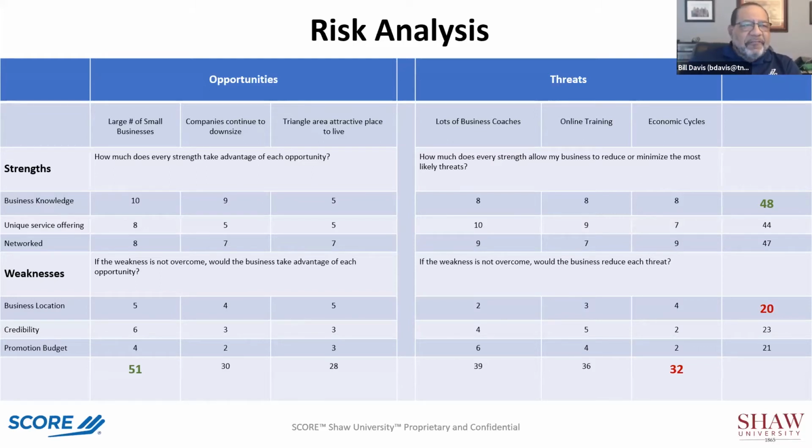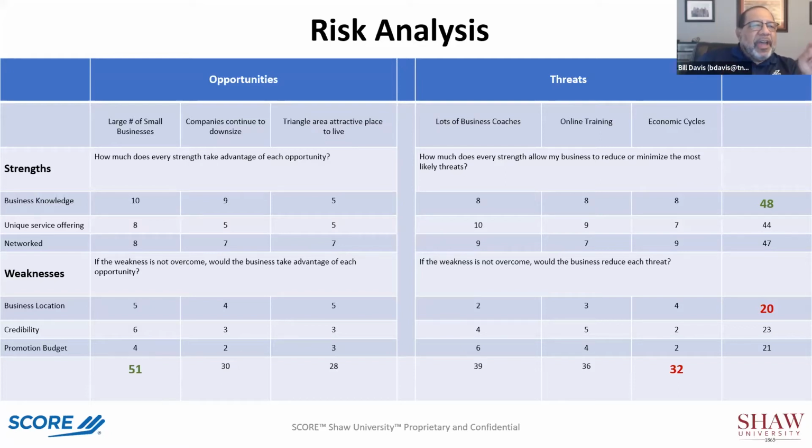Then what I did for each of those, I rated them on a scale of 1 to 10 in terms of the impact. So in other words, if I look at the strength, business knowledge, and I look at the large number of small businesses, the question is, how much does the strength of business knowledge take advantage of the opportunity of large numbers of small businesses? I rated that as a 10, okay?